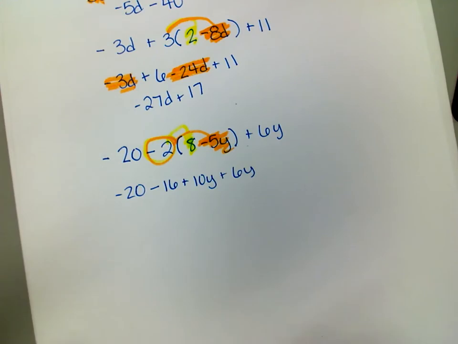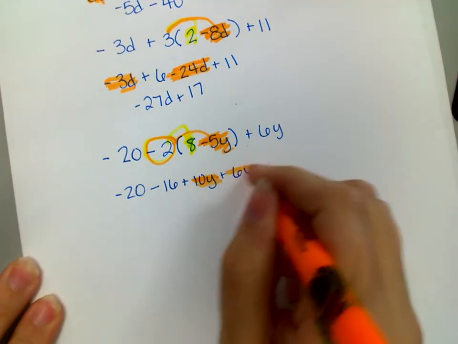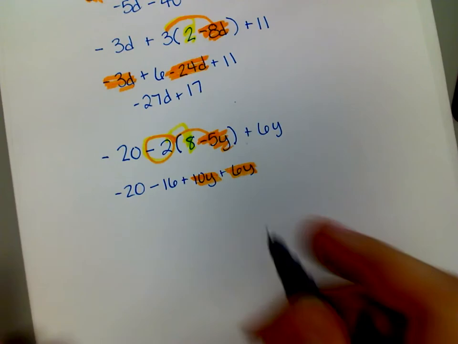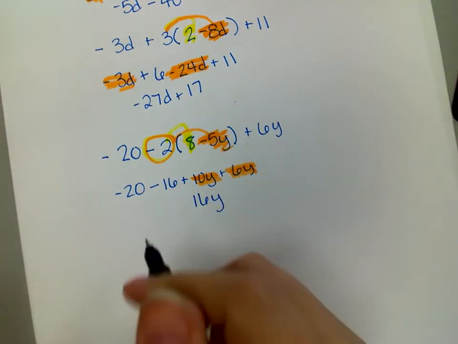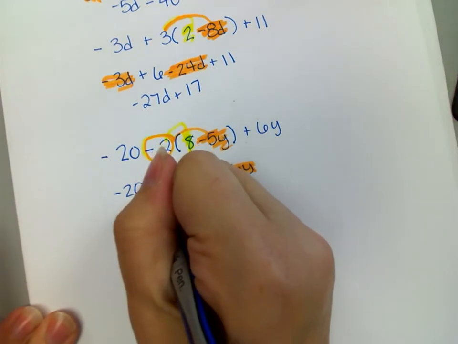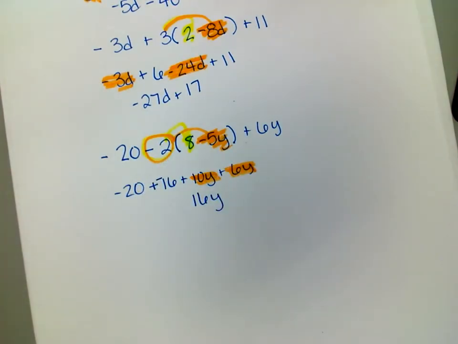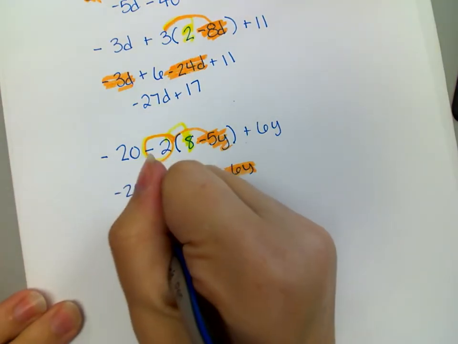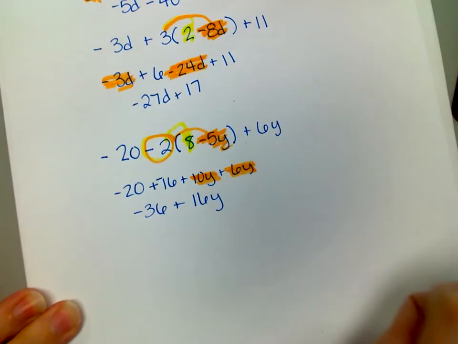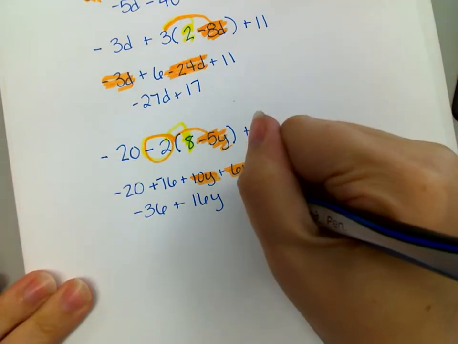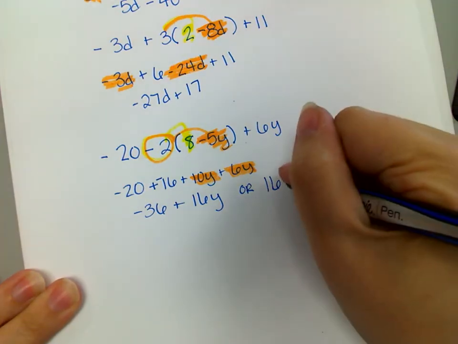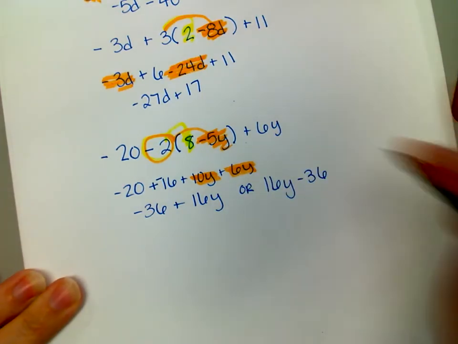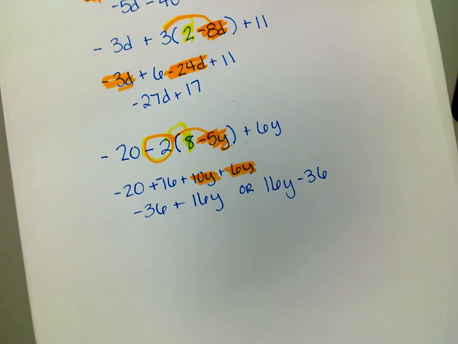So combine like terms, 10y, 6y, so that's going to be 16y, right? And then right here, negative 20 minus 16, that's like plus and negative, right? I'm going to add those together, and that's going to be 36, so that's going to be negative 36 plus 16y. Or 16y minus 36. I hope that helps you some.